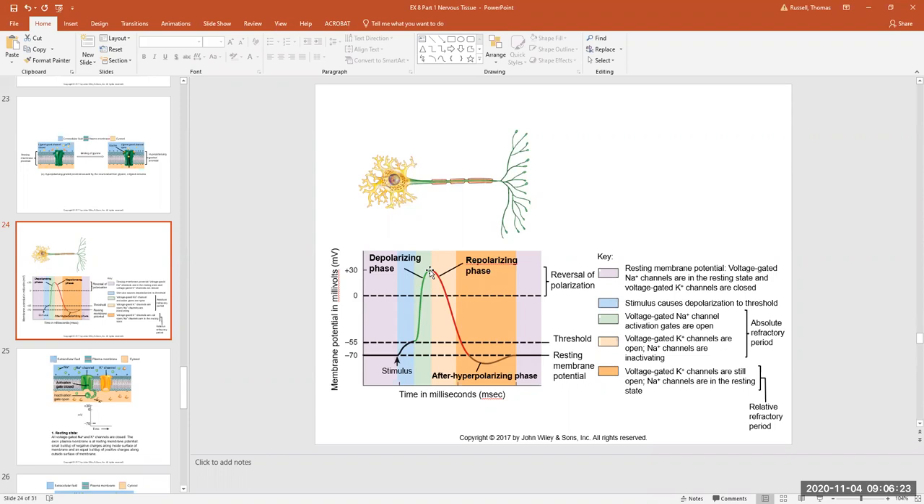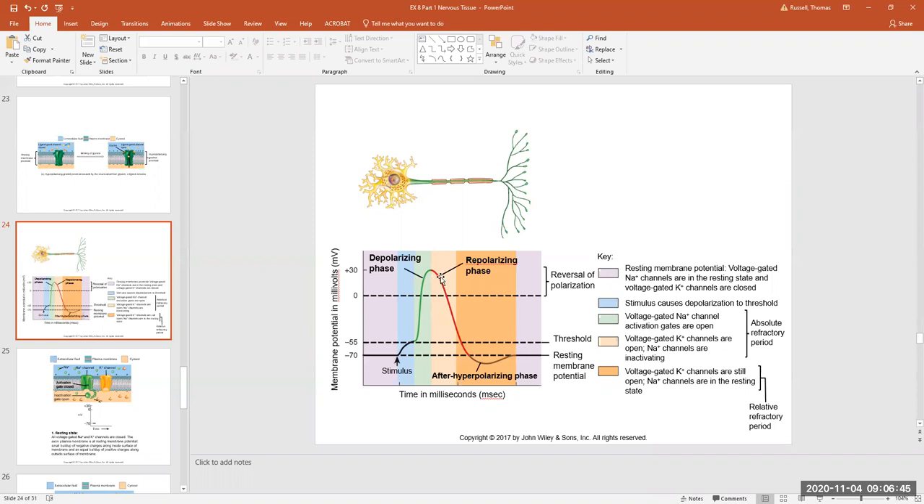And voltage-gated potassium channels open. They're all next to each other in the membrane, all the way down the length of this neuron. So the sodium channels open first, then they close. The potassium channels open, and then they close. And then we start the whole process over again. So look what happens when we open the potassium channels.